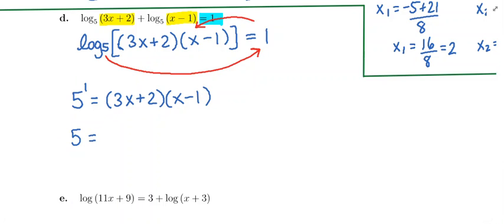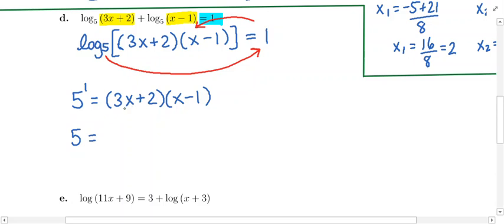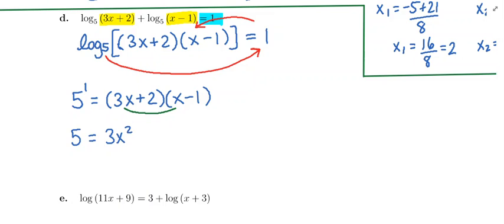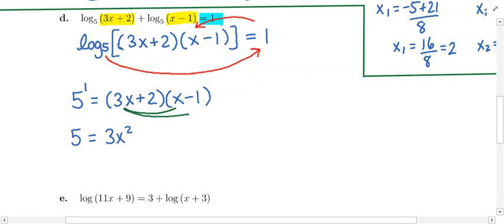I'm going to go ahead and multiply out the right side, so FOIL it. 3x times x is going to give me 3x squared. Then if I multiply the outer terms, 3x times negative 1 is negative 3x. Multiply the inner terms, that's going to be 2x, so plus 2x. Then multiply the last terms, 2 times negative 1 is going to give me negative 2. Quick scan here, you can see this is a quadratic equation.